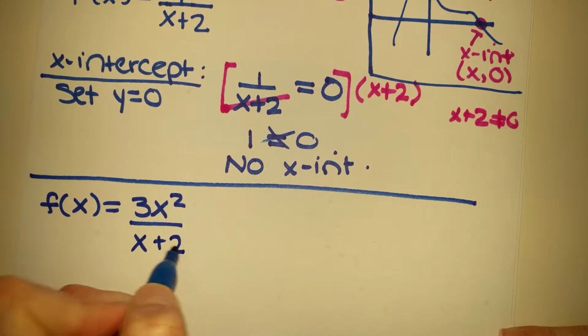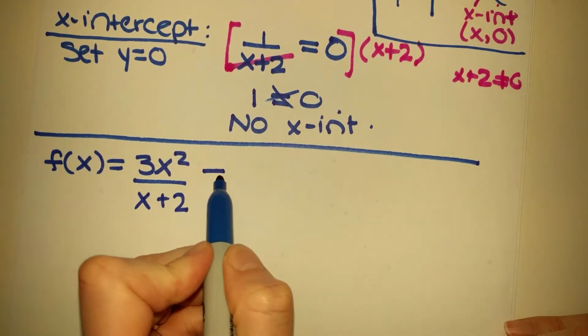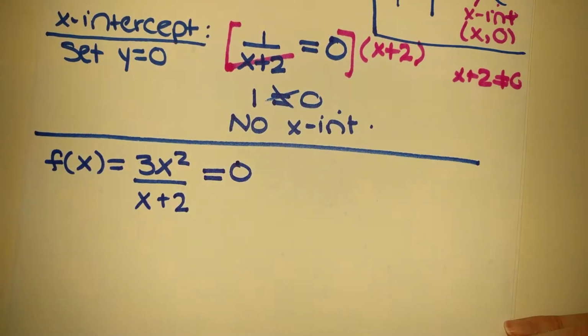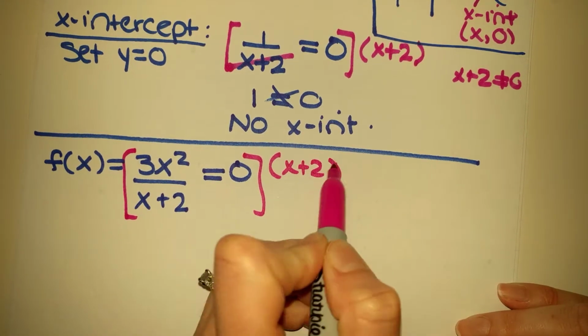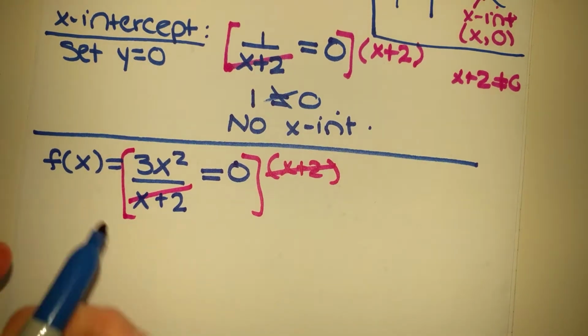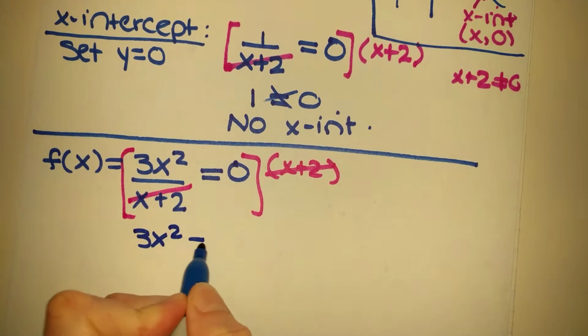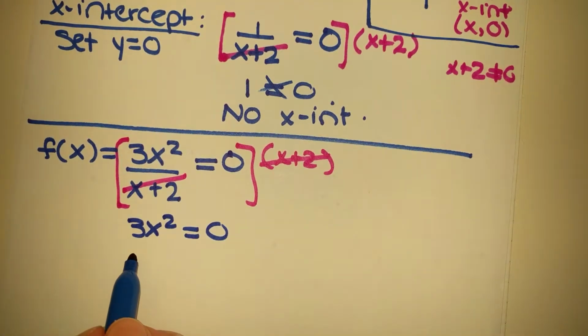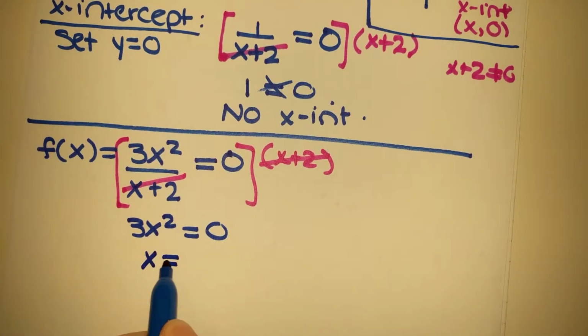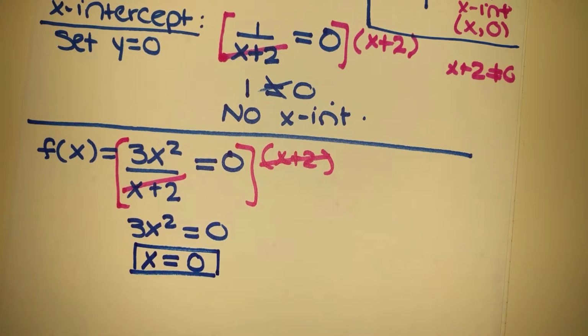Now, in contrast, if you look at a different function, so let's say we have 3x squared over x plus 2. In that case, when we set this function equal to 0 to find the x-intercept, we clear the denominator just as we did up above. But now, because we have a variable in the numerator, we will have something to solve for. So here we would divide by 3, take the square root, and we would get x is equal to 0.